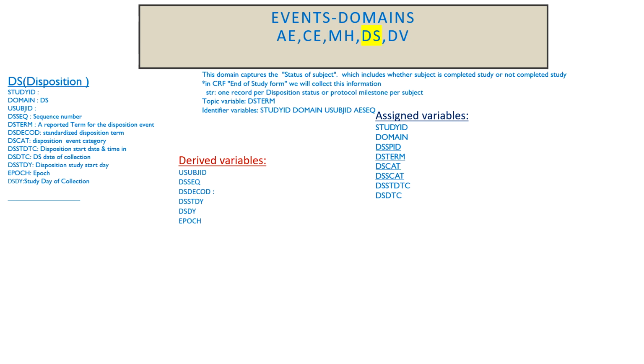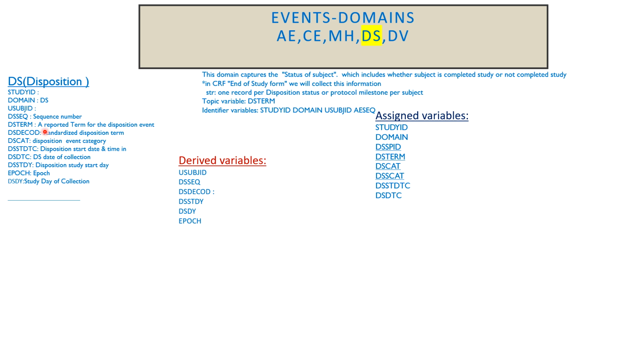In events domain, the next domain will be the DS domain. DS is nothing but disposition. This domain captures the status of the subject. So what happened about the study of the subject. So either the subject completed the study or not, discontinued, what is the reason? All data will be captured in the DS domain. The data will be captured in the CRF end of study form. So we will collect the information from the end of study form. The data will be captured in the DS domain.